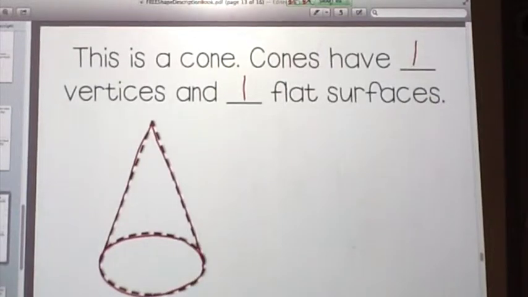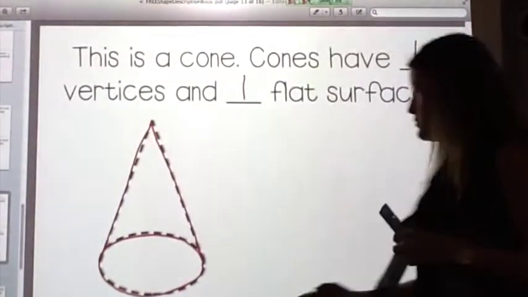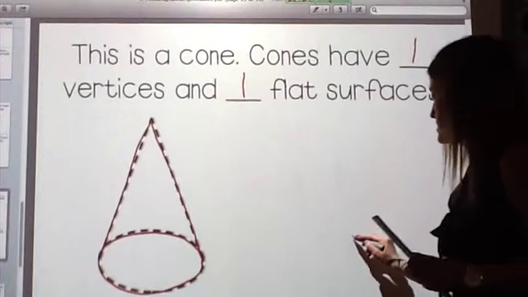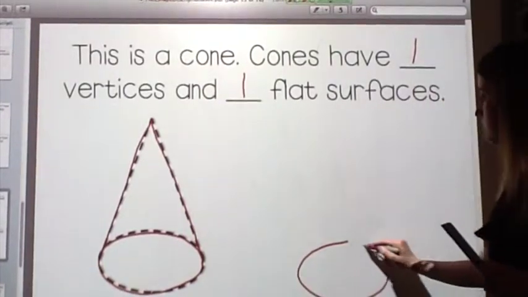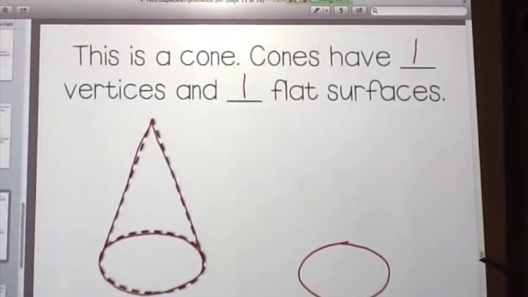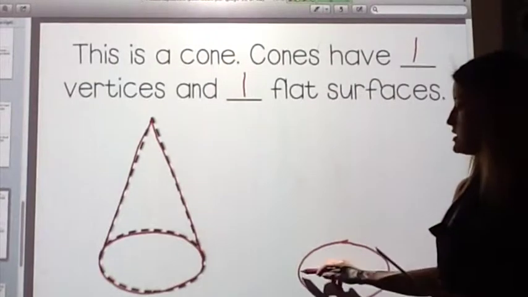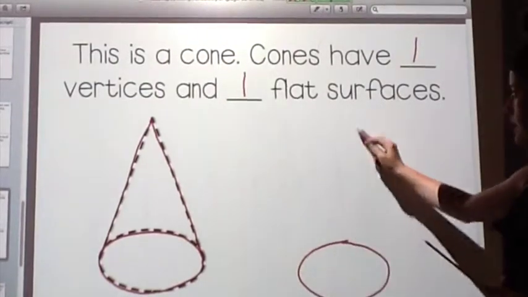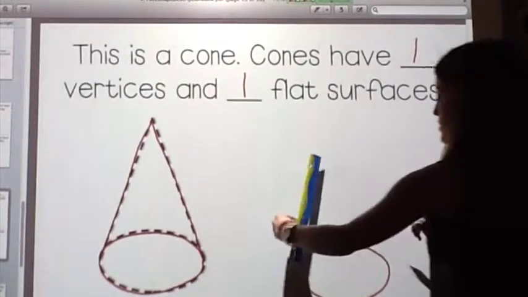Now let's give it a try. Let's start at the bottom. We're going to draw an oval. All right. Now what we're going to do is we're going to take each one of these sides and draw a line up to the top to make a point or a vertice.